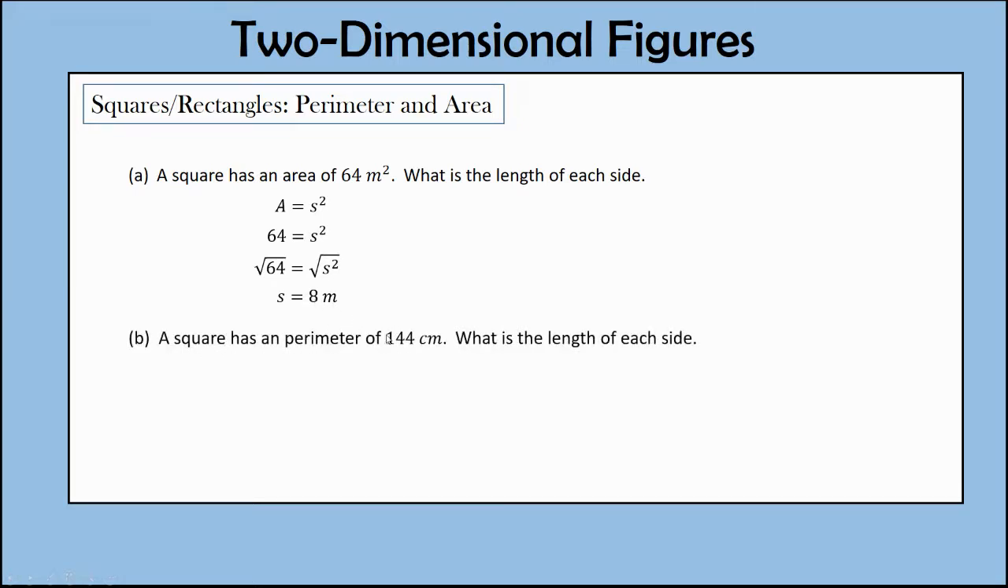Okay, a square's got a perimeter of 144. What would each side length be? And again, we're talking about the perimeter of a square, so that's the formula I pull up. Perimeter equals 4 times the side length. Now, said perimeter is 144. So 144 equals 4S. Divide each side by 4, and each side has to be 36 centimeters for the square to have a perimeter of 144.